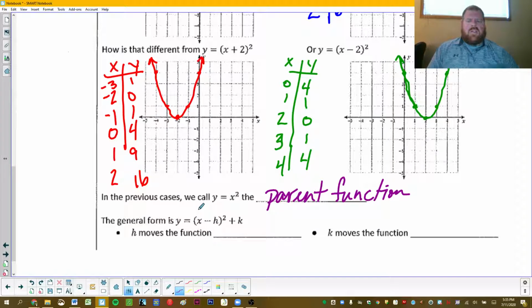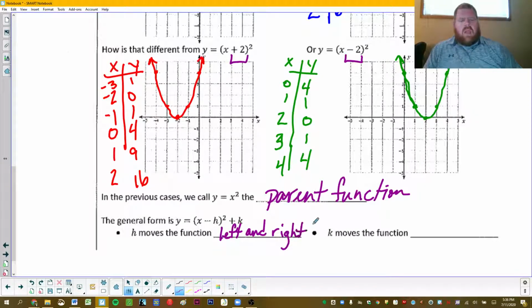Okay? The h, the one inside the parentheses, meaning these two, what did they do to my parent function x squared, or the black one up above? They moved it left and right. Okay? So the h moves it left and right. And then you can even get more in depth to say that when it was negative, so here I see this one's a -2, it moved it right. And that's why there's the minus h in there. Okay? To say that h, as it stands, really just moves it right.